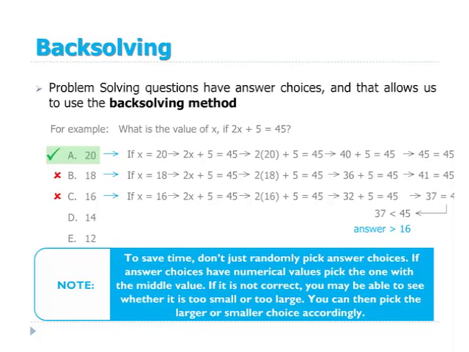In the example above, we picked 16 first, and since it was too small, we could eliminate choices D and E, which are even smaller, and start checking the larger answer choices. In fact, you did not even have to check choice A because you already determined that choice B is too small and A is the only answer choice greater than B, thus it has to be correct.